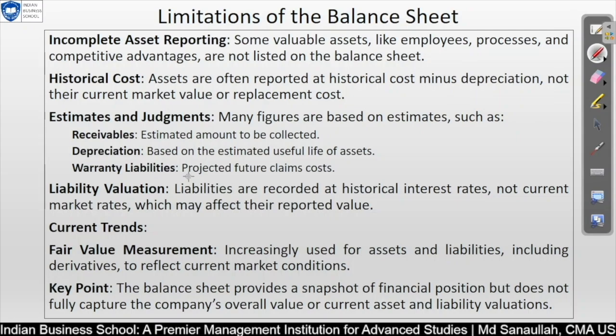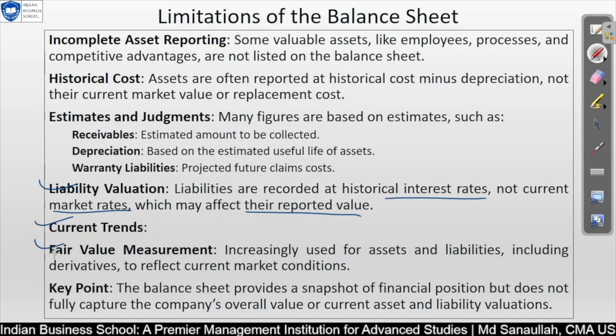Now warranty liability. You are selling your product and along with the product you are giving a warranty. For the warranty, again it is historical data, as I explained for bad debt. Based on historical data, how much expense we incur to fulfil maintenance under warranty, we book our expenses and take estimates. This is the limitation I would say. Liability valuation: liabilities are recorded based on historical interest rate and not the current market rate, which may affect their reported value. Obviously it is right, whatever the historical interest rate we have, based on that we book our liability.